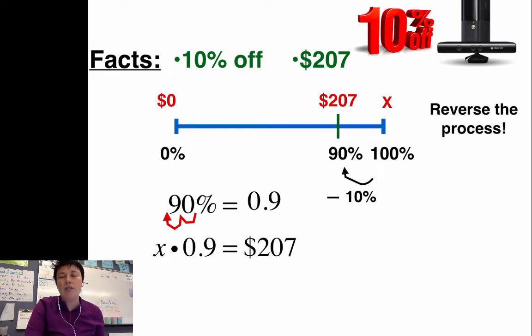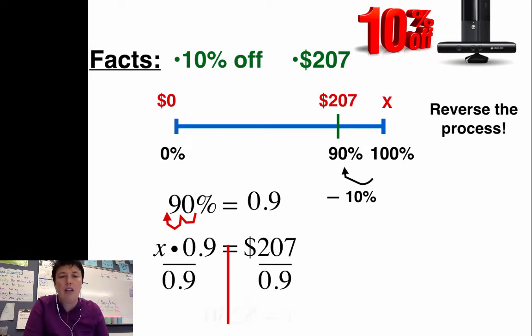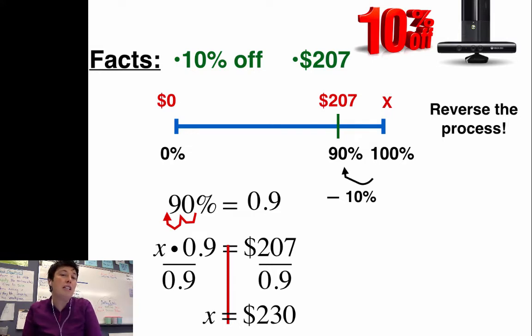So what do I have to do to solve for x? If multiplying the price times 0.9 gives me 207, then I've got to divide the 0.9 away, treat it almost like an algebra problem, really, is all I'm doing here. And when I divide 207 by 90%, by 0.9, it is $230. So the original price before the sale was $230, but Flor saved a bunch of money.